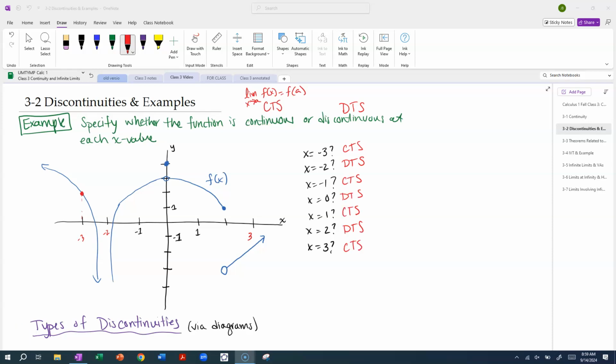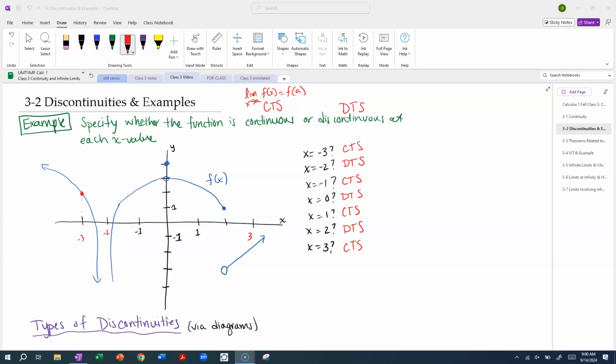Then magically the answers appear. So at -1, it is continuous, right? Left and right hand limits agree, and the function exists. At 0, it doesn't. It is discontinuous because the function value is different than the limit from the left and right. At 1, it exists, and 3 exists. At 2, it has that piecewise behavior, so it is discontinuous there.